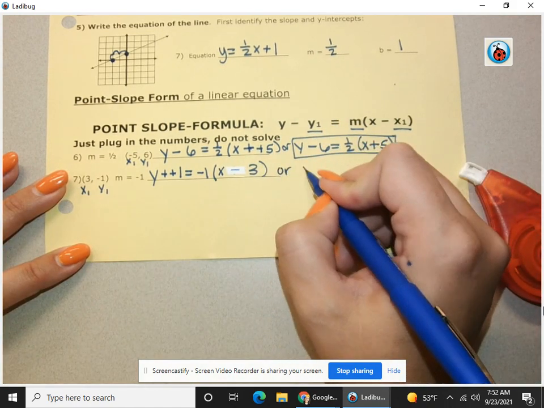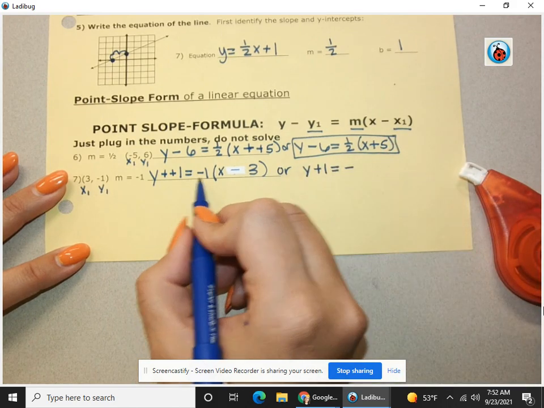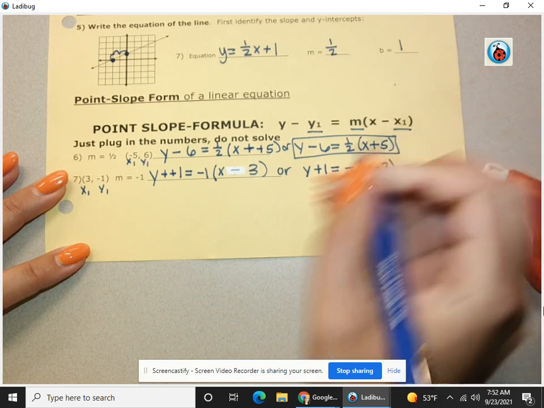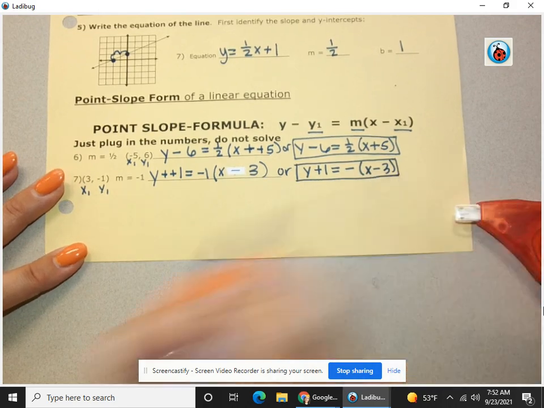Another way you will see this is y plus 1 equals, sometimes instead of -1, they'll just put negative, and then x minus 3. So just be warned that there are multiple ways to see this.